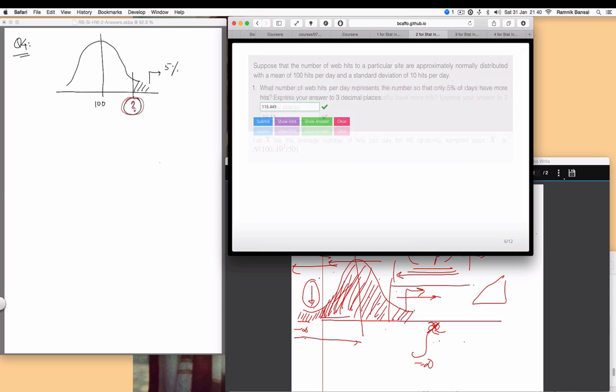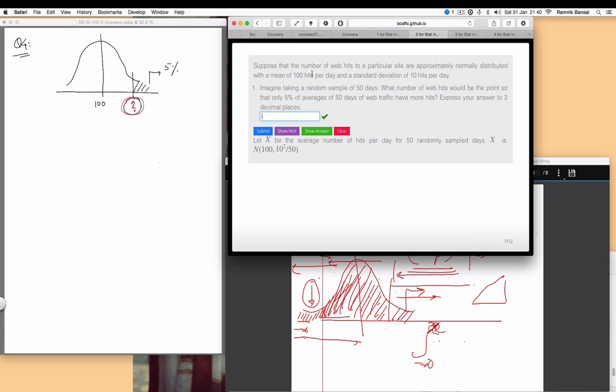Okay, so let's move to the next question. Suppose that the number of web hits to a particular site are approximately normally distributed, again with a mean of 100 hits per day and a standard deviation of 10 hits per day. Imagine taking a random sample of 50 days. What number of web hits would be the point so that only 5% of the averages of 50 days of web traffic have more hits?